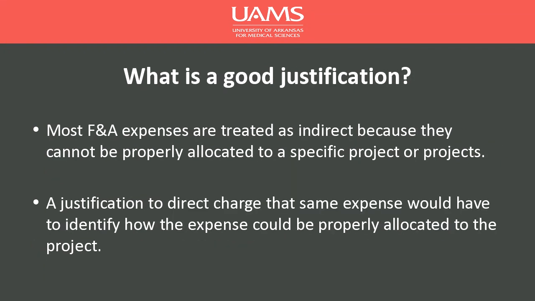What's a good justification? Most F&A expenses are treated as indirect because they cannot be properly allocated to a specific project. And that's what Janet was talking about with the fume hood. If you have something in a lab that's shared by 10 other people and you're saying, oh, I need to purchase this for my project, but 10 other projects are using it, you can't justify that for that project, because there's no justification for saying it's only going to be used for that one. A justification for a direct charge of the same expense would have to identify how the expense would be properly allocated to the project. So again, you have to justify how it is relatable and specific to that project, and why you should be allowed to charge that to the project.